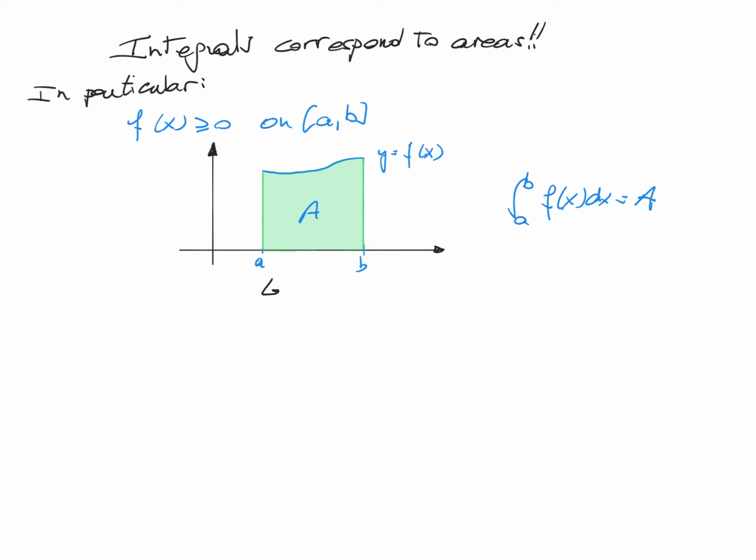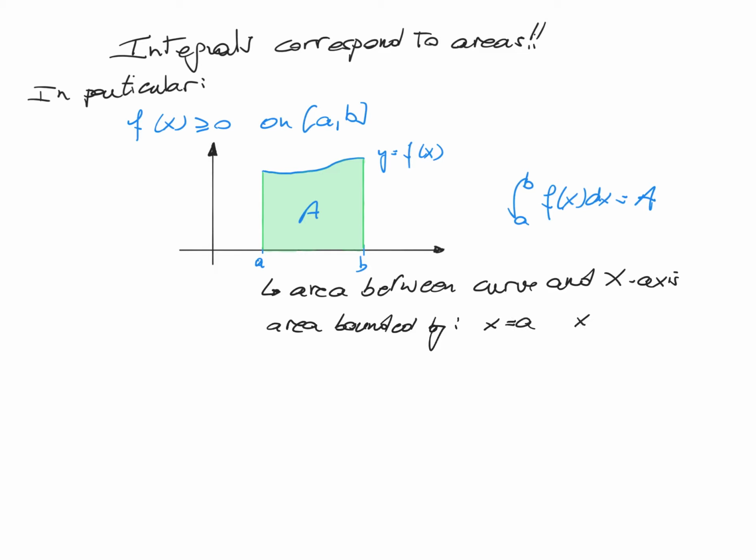So it is the area between the curve and the x-axis. If you write it out, it is the area bounded by x equal to a, x equal to b, y equal to 0, so this is the x-axis, and then y equal to f of x, which is the curve. So these four functions define the boundaries of the area A.